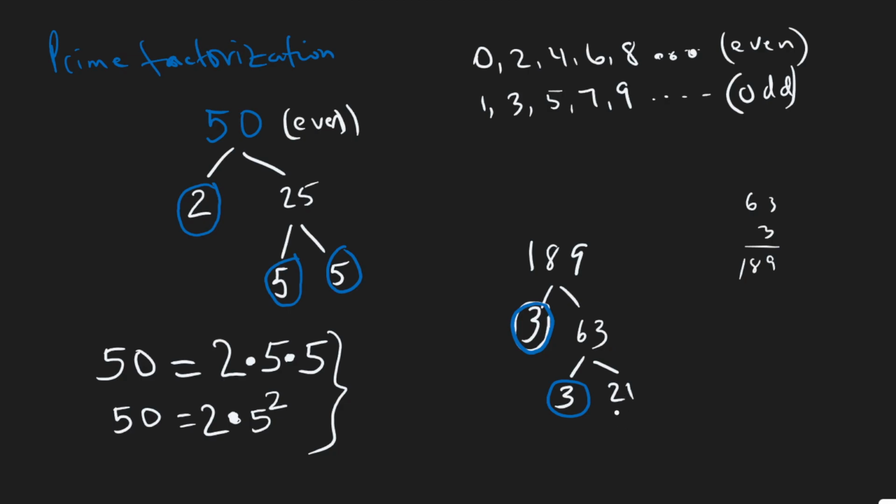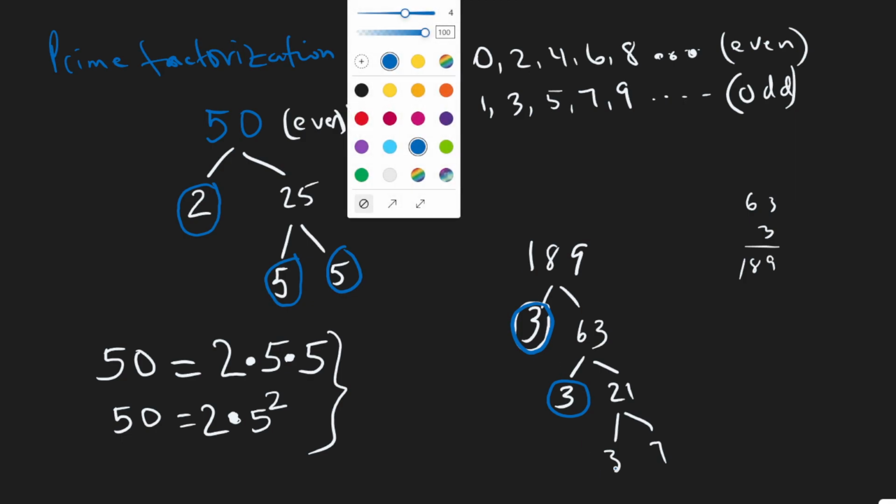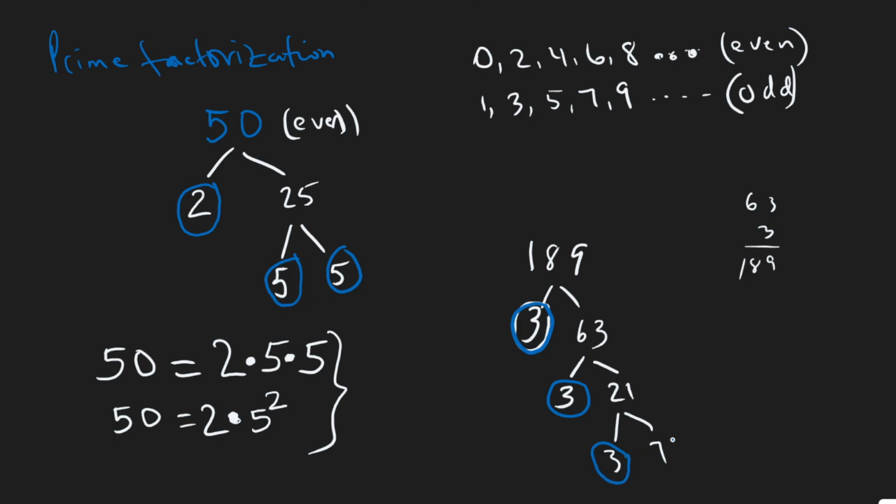We get 21. 21 is a composite number. We can still decompose that to 3 and 7. Yes, 3 times 7 is 21. We stop here now. You know why we stop here? Because we get all our prime numbers. We cannot go any further. So what we do, we just circle those. And these are the prime factors of 189.